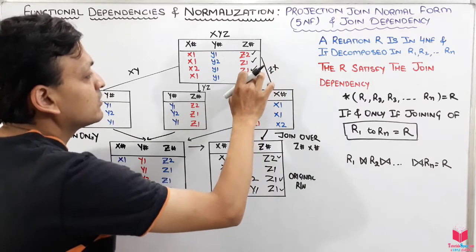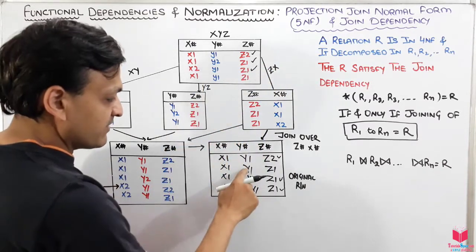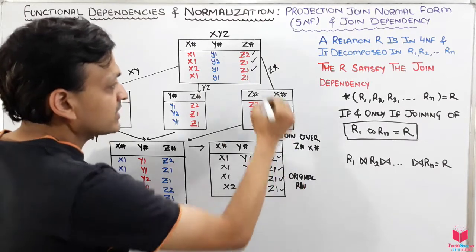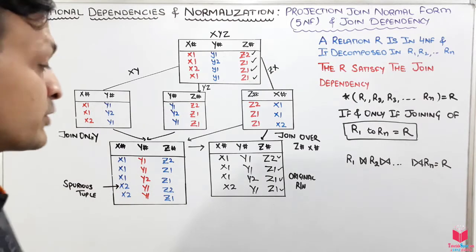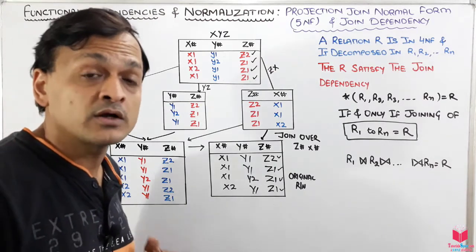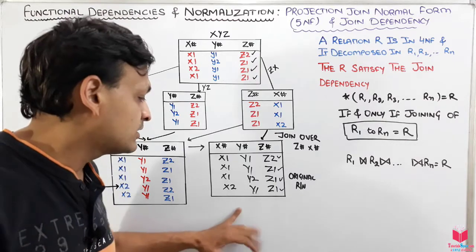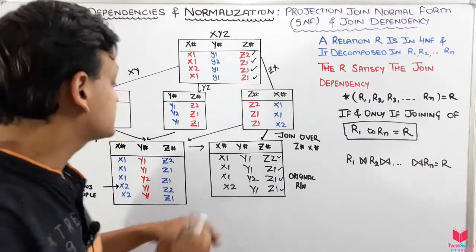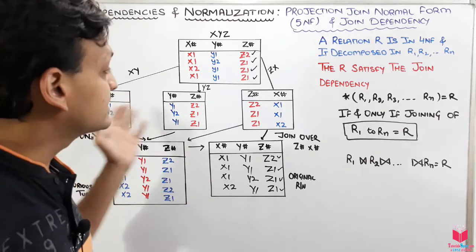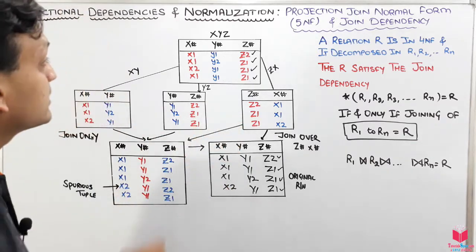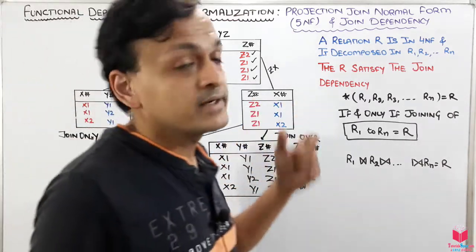Now x1 y1 z1, x1 y1 z1. So we have matched all the values. There is no extra spurious tuple or missing tuple. That means we have not lost any data, and we have retrieved the complete relation from the natural join. That means this relation is now in the fifth normal form, which completes the join dependency condition.